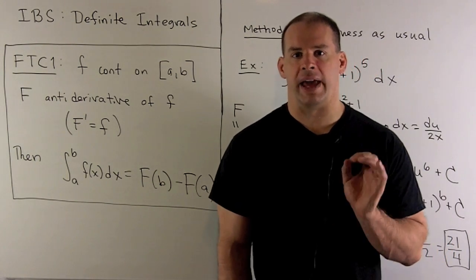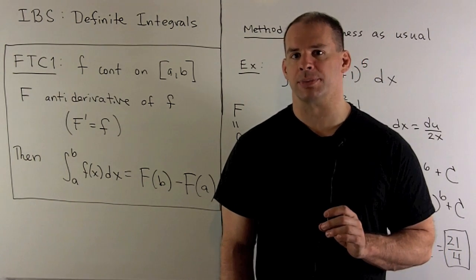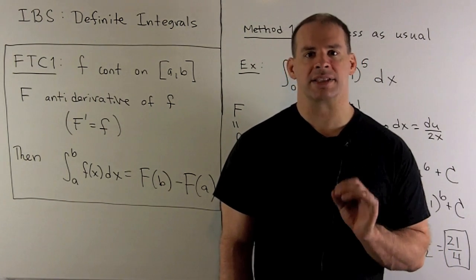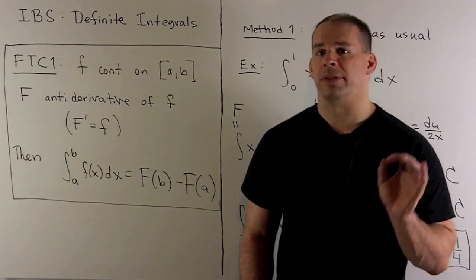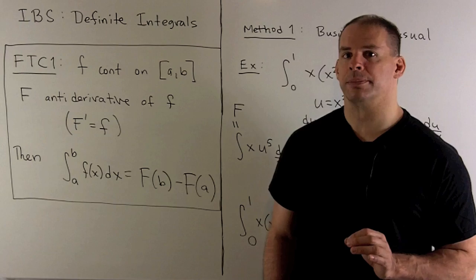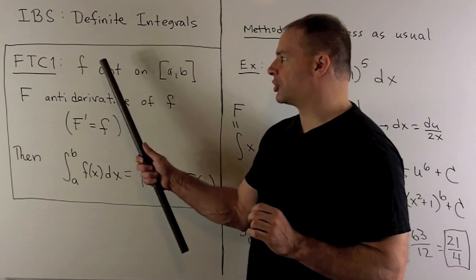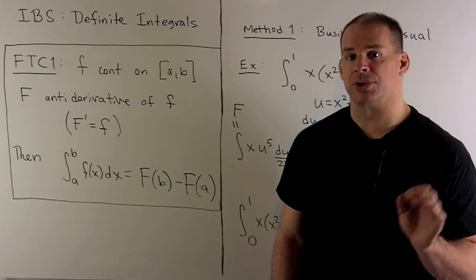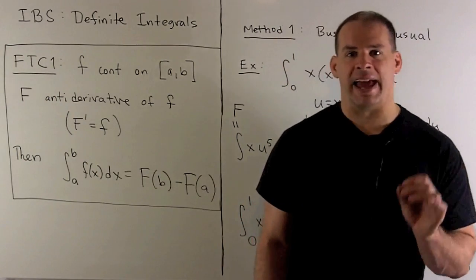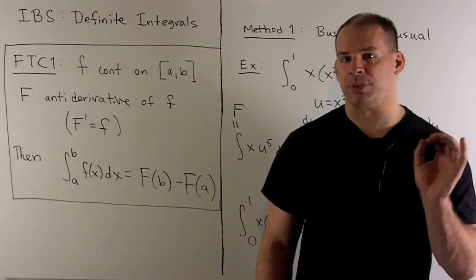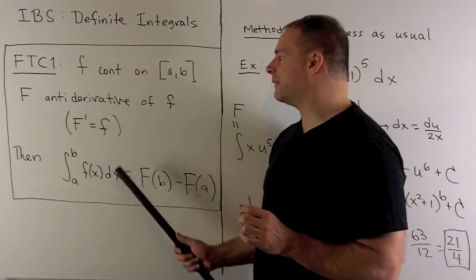Once we're able to compute antiderivatives using integration by substitution, the next step is definite integrals. Let's recall the first fundamental theorem of calculus. I'm going to have function little f continuous on the closed interval [a, b]. Capital F is going to be an antiderivative of little f. That just means the derivative of capital F is little f.